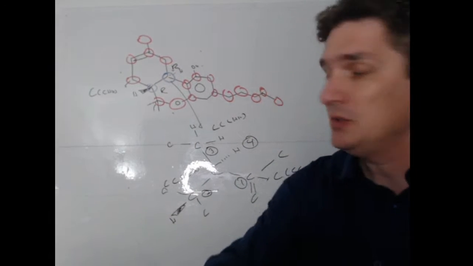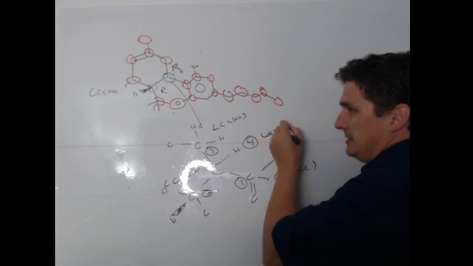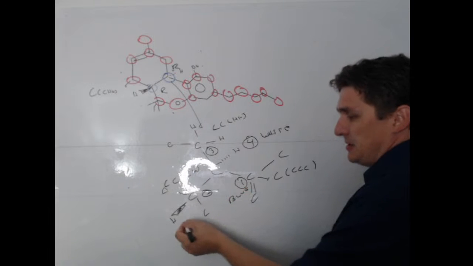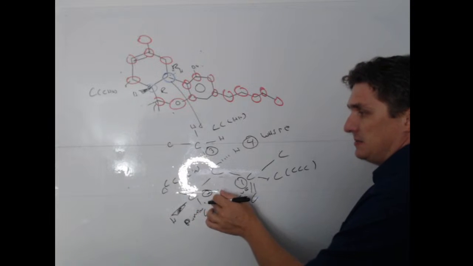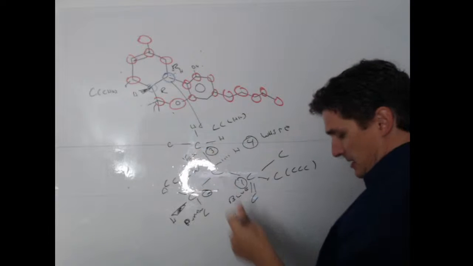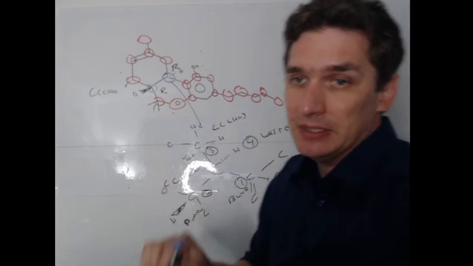Now again, we could also build it. So we've got white as the lowest priority. Blue is the highest priority. Purple is the second highest priority, and then the third one being yellow. And when I build that, again, I'm going to get this R conformation.